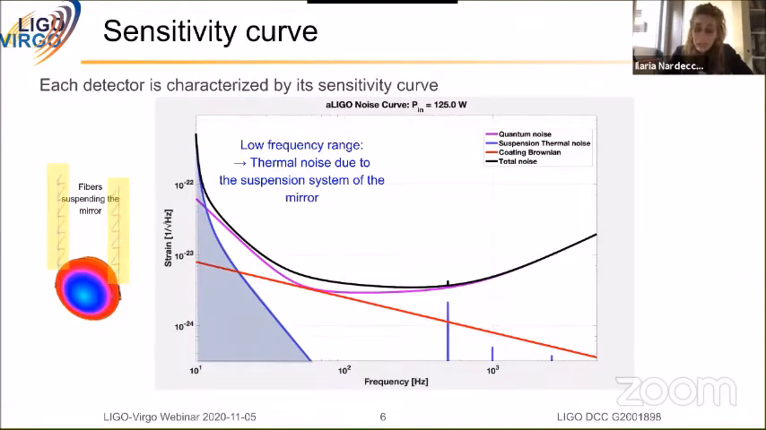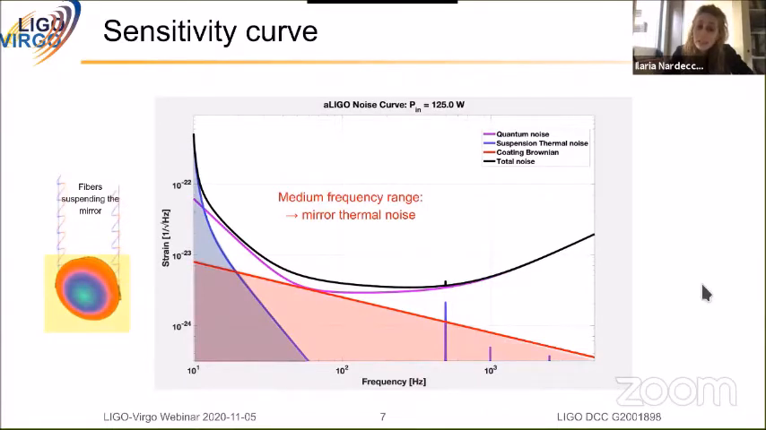In a very few simple words, the thermal noise is a feature of all bodies at thermal equilibrium. This is caused by the thermal vibration of the particles that at a macroscopic level generates an effect, changing the position of the mirror, mimicking in this way the effect of the passage of a gravitational wave. Next slide, please.